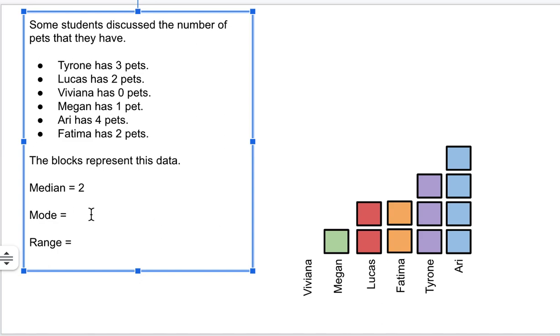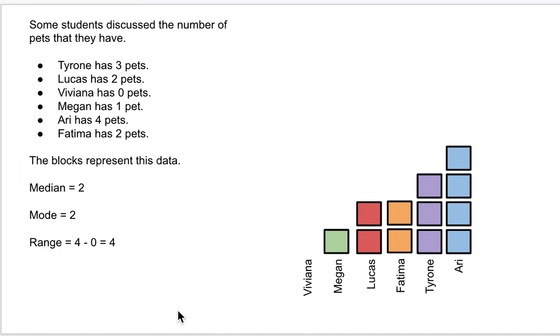How about the mode? Which value occurs more than the other values? Well, it's once again Lucas and Fatima. They both have 2 pets, so 2 is our mode. And how about our range? Well, Audie has the most pets at 4, and Viviana has 0. 4 minus 0 gives us a range of 4.